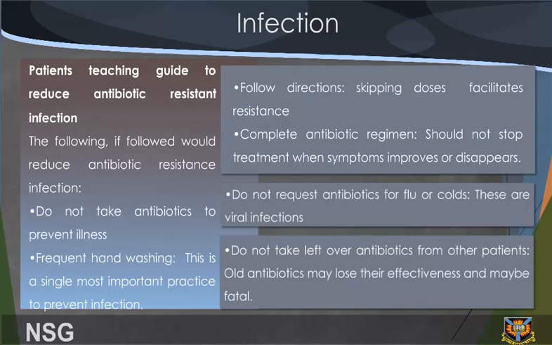Patients' teaching guide to reduce antibiotic-resistant infection. The following, if followed, would reduce antibiotic-resistant infection. Do not take antibiotics to prevent illness. Frequent hand washing is the single most important practice to prevent infection. Follow directions. Skipping doses facilitates resistance.